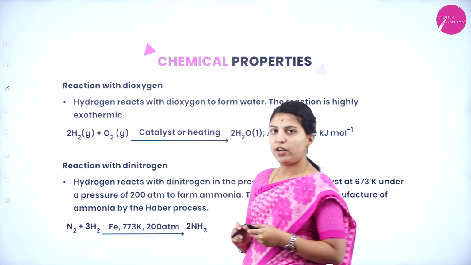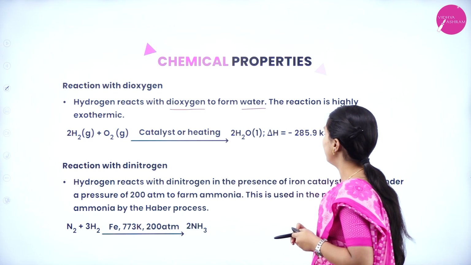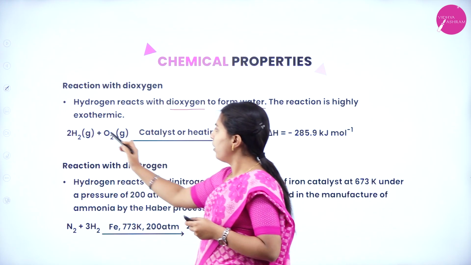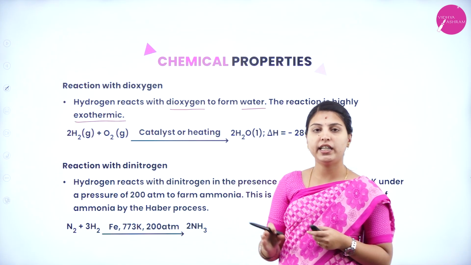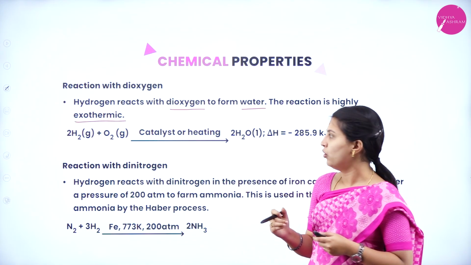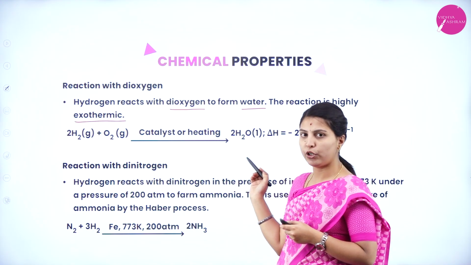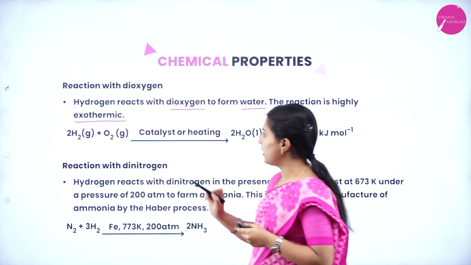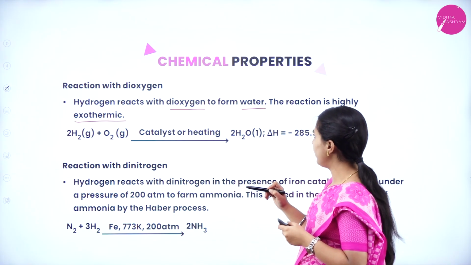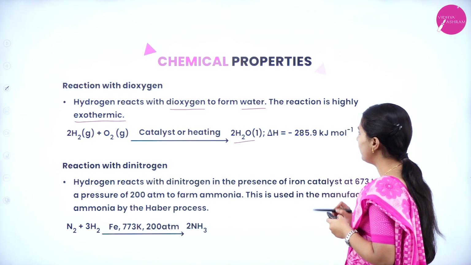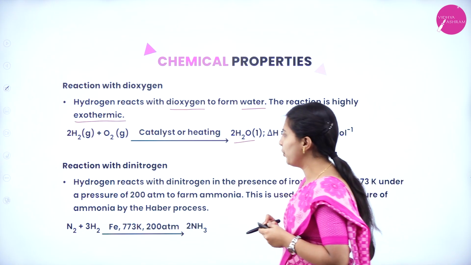Next, reaction with dioxygen. Hydrogen reacts with dioxygen to form water. The reaction is highly exothermic. Exothermic means heat will be evolved, liberated from the reaction. So when dihydrogen reacts with dioxygen, it forms water, and that reaction is exothermic. H2 plus O2, both in gaseous state, in the presence of catalyst or heating, form H2O, that is water. Here the enthalpy of the exothermic reaction is minus 285.9 kilojoule per mole.